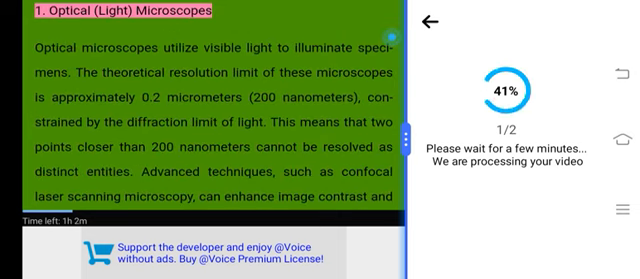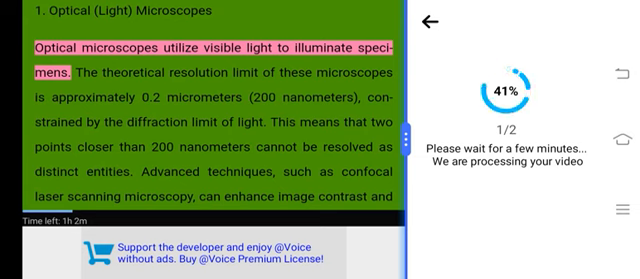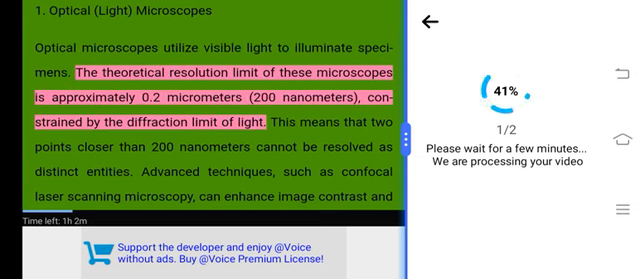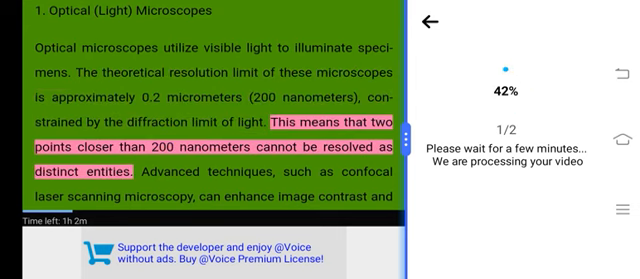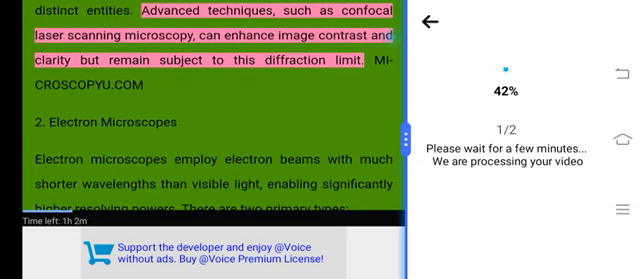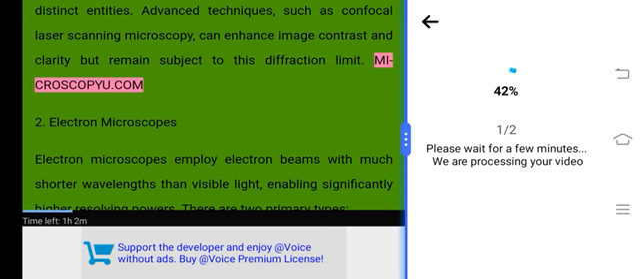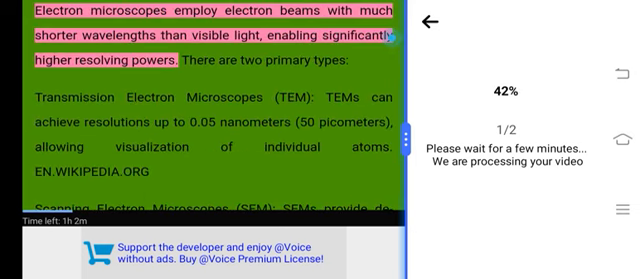1. Optical light microscopes. Optical microscopes utilize visible light to illuminate specimens. The theoretical resolution limit of these microscopes is approximately 0.2 micrometers, 200 nanometers, constrained by the diffraction limit of light. This means that 2 points closer than 200 nanometers cannot be resolved as distinct entities. Advanced techniques, such as confocal laser scanning microscopy, can enhance image contrast and clarity but remain subject to this diffraction limit.